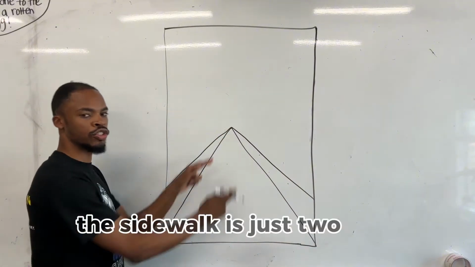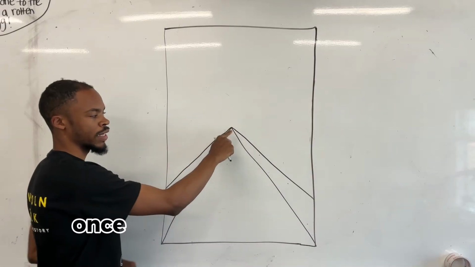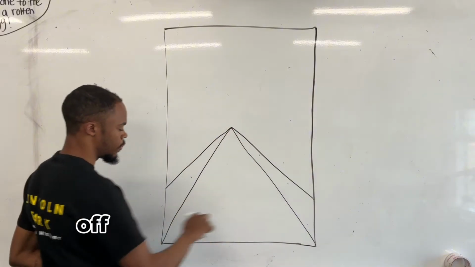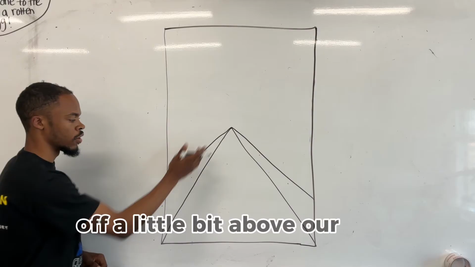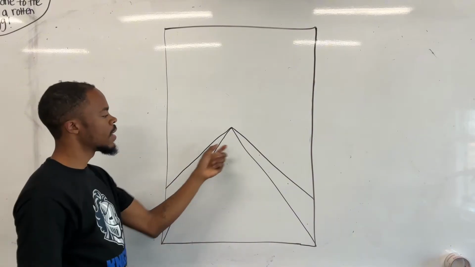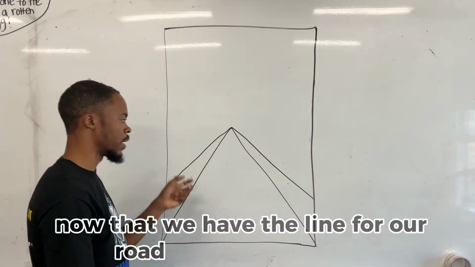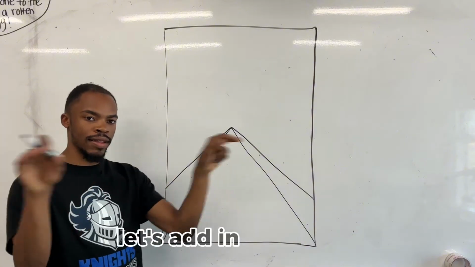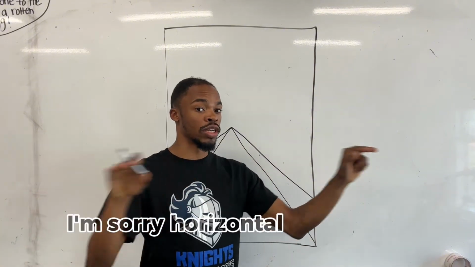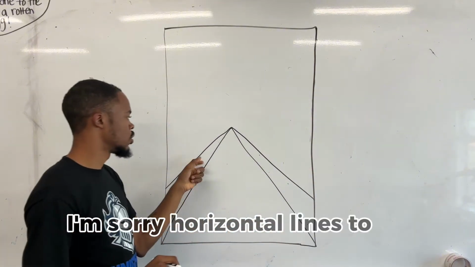The sidewalk is just 2 more lines extending, once again, from the vanishing point off a little bit above our other road line. Now that we have the line for our road and our sidewalks, let's add in the horizontal lines to our sidewalk.